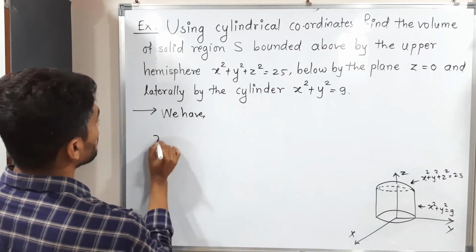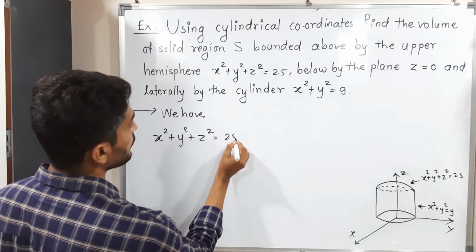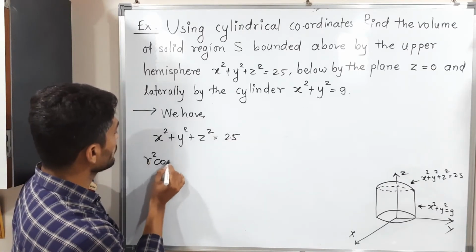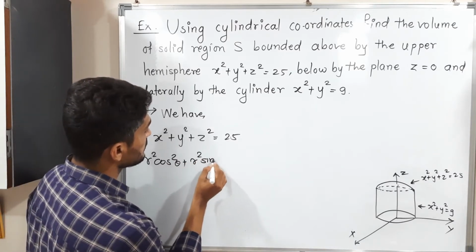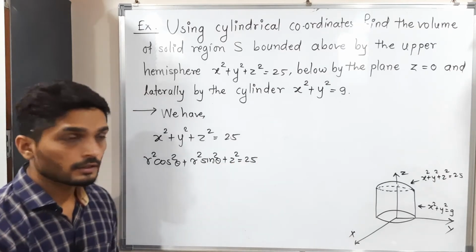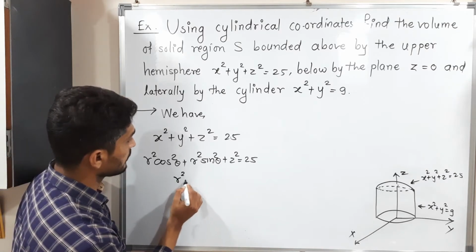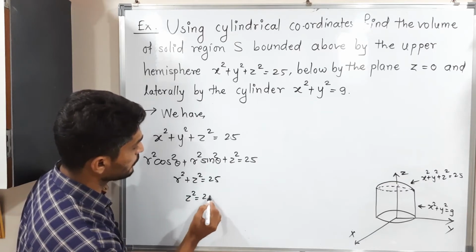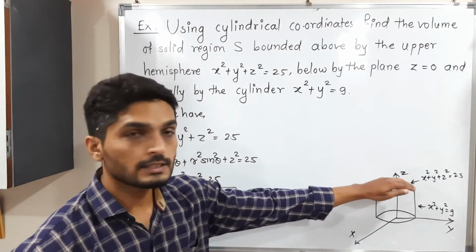That is x square plus y square plus z square is equal to 25. We put x is equal to r cos theta, so this is r square cos square theta. y is equal to r sin theta, so r square sin square theta, and z square is equal to 25. Correct? So r square, if I take common, cos square plus sin square is 1. So r square plus z square is equal to 25. That means z square is equal to 25 minus r square. This is the equation of this hemisphere.